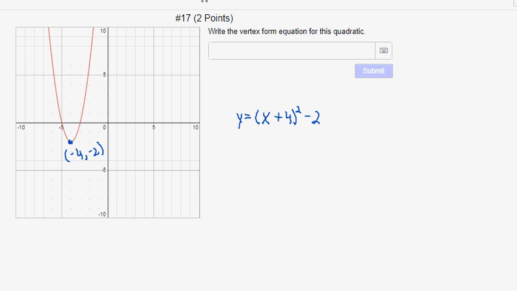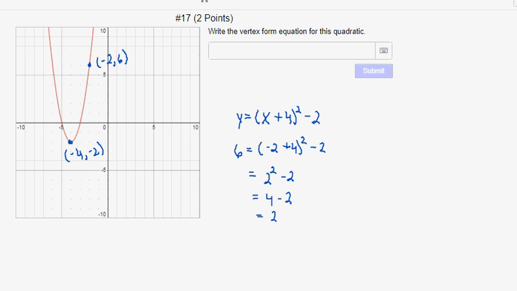Now that appears to be the answer, but if we look at this right here, we have a point -2, 6. So let's look at something here. If we set this up, does 6 equal -2 plus 4 squared minus 2? So over here we have -2 plus 4 is 2 squared minus 2. 4 minus 2 equals 2. So that tells us this is not the equation here.